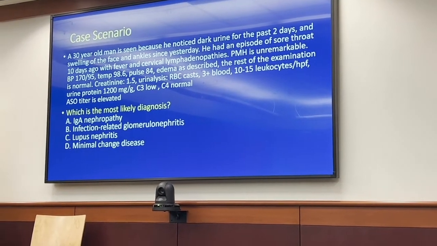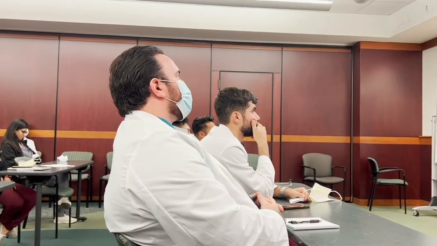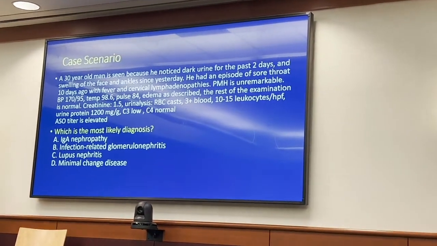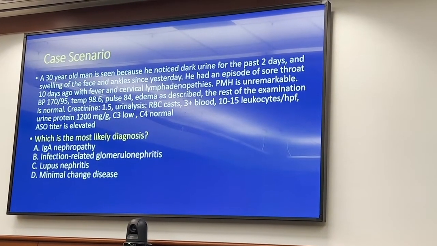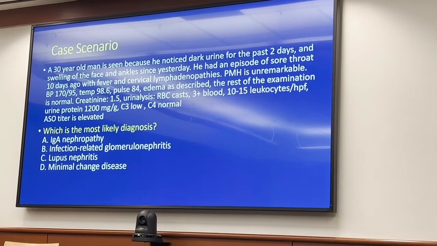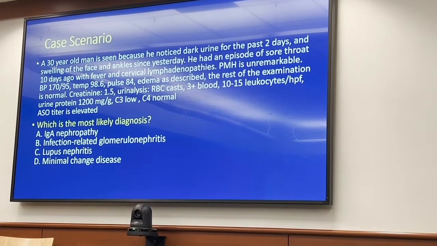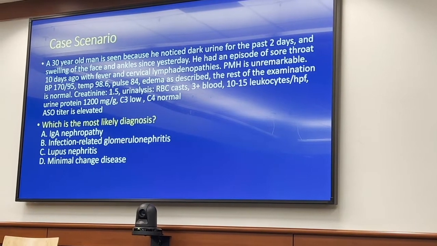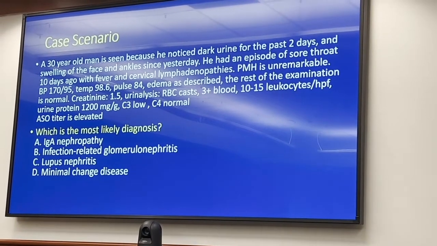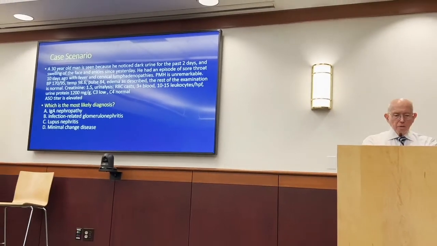30-year-old man seen because he noticed dark urine for the past 2 days, swelling of his face and ankles since yesterday. He had an episode of sore throat 10 days ago with fever and cervical lymphadenopathies. Past medical history is unremarkable. BP 170 over 95, temp 98.6, pulse 84, edema is described. The rest of the examination is normal. Creatinine 1.5, urinalysis, red blood cell casts, 3+ blood, 10-15 leukocytes per high-powered field. Urine protein 1,200 milligrams per gram. C3 low, C4 normal. ASO titer is elevated. What is the most likely diagnosis?